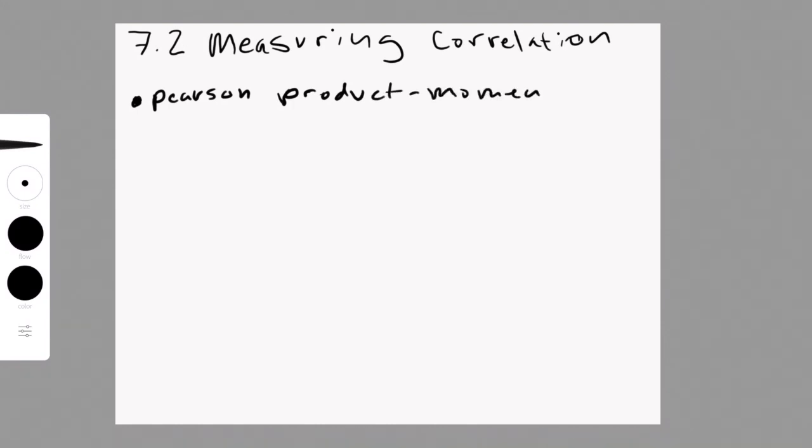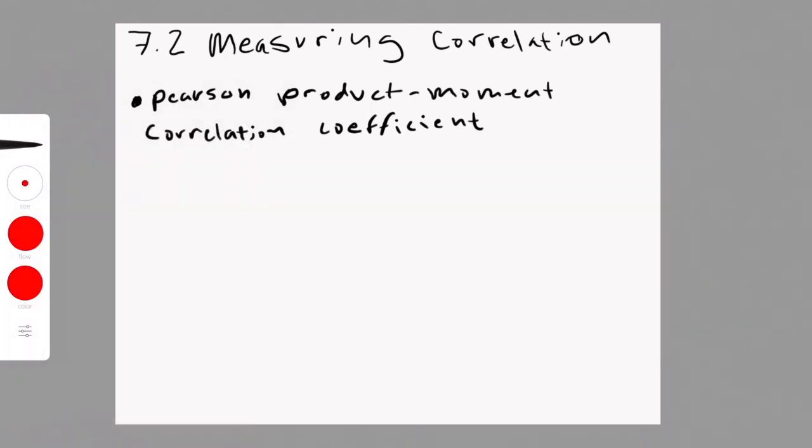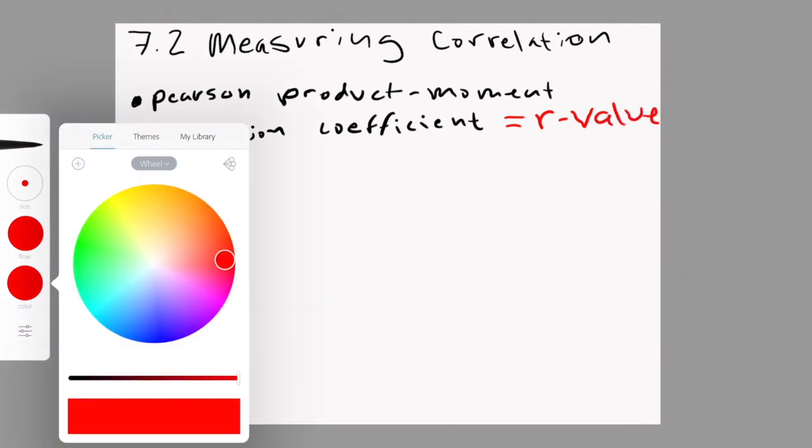You could get scatter graphs where it's very hard to tell whether it's weak or moderate, or weak and no correlation whatsoever. Because of this, you can use the Pearson product moment correlation coefficient, which is denoted by the letter R. Essentially what you're looking for is this R value. The R value can be anywhere from 1 to -1.